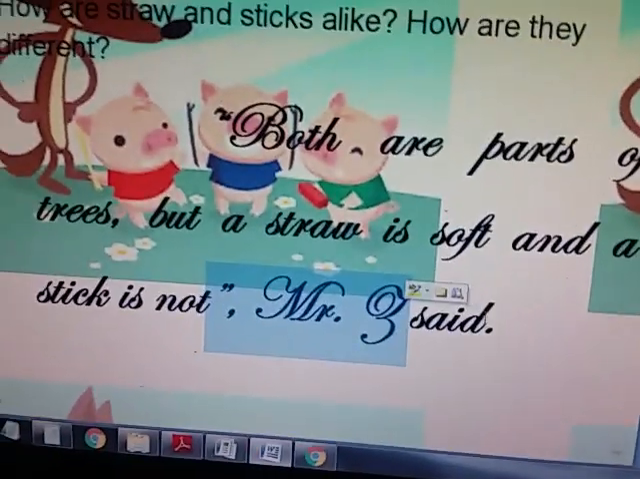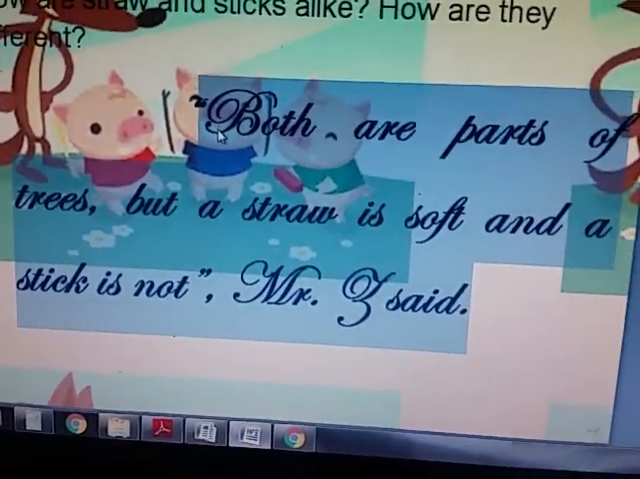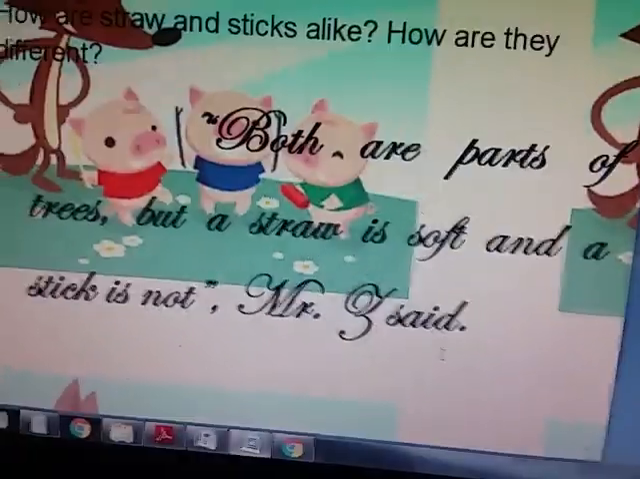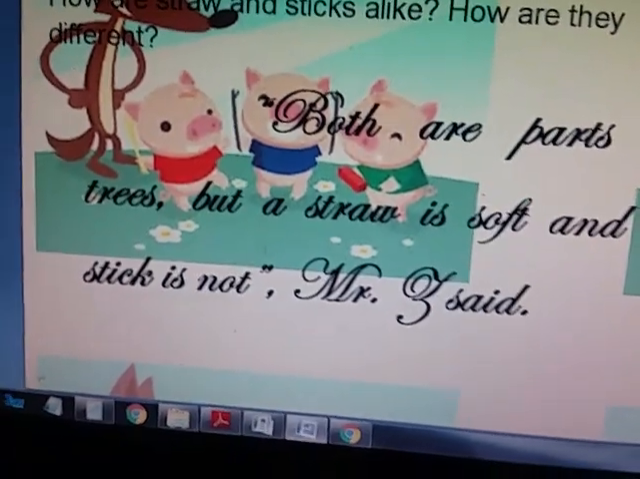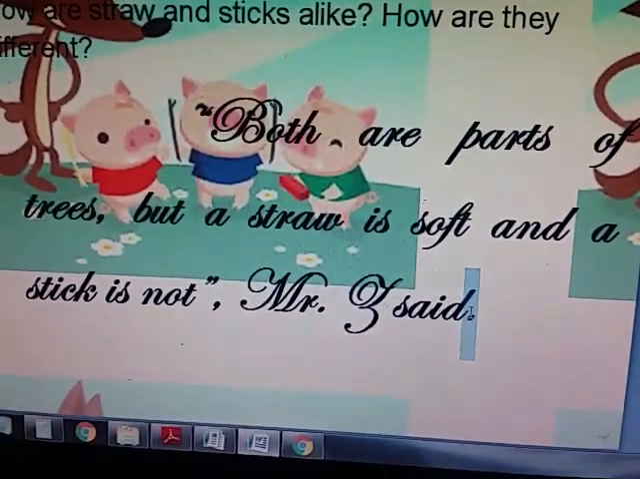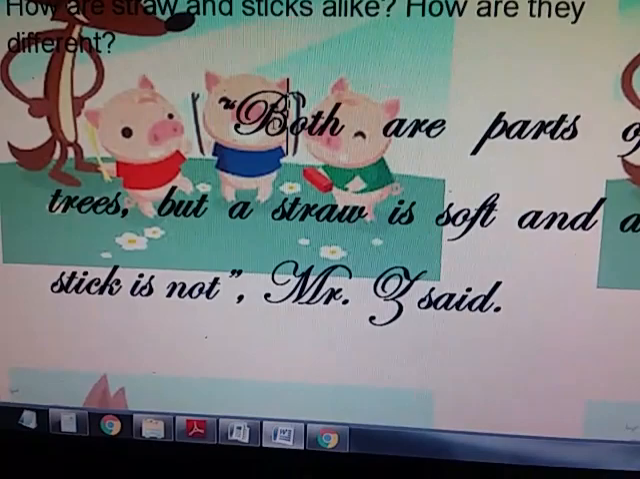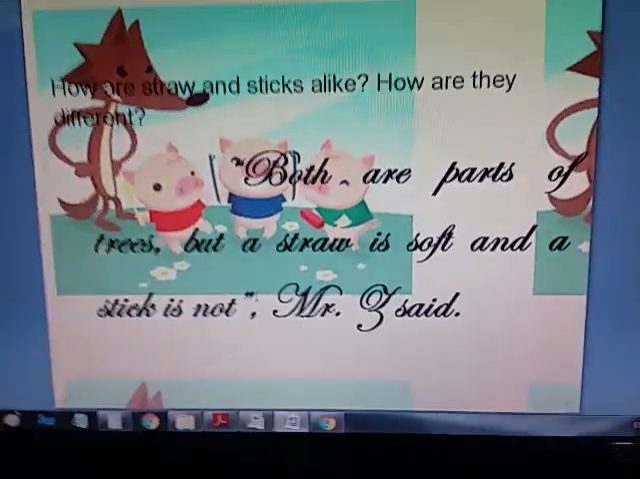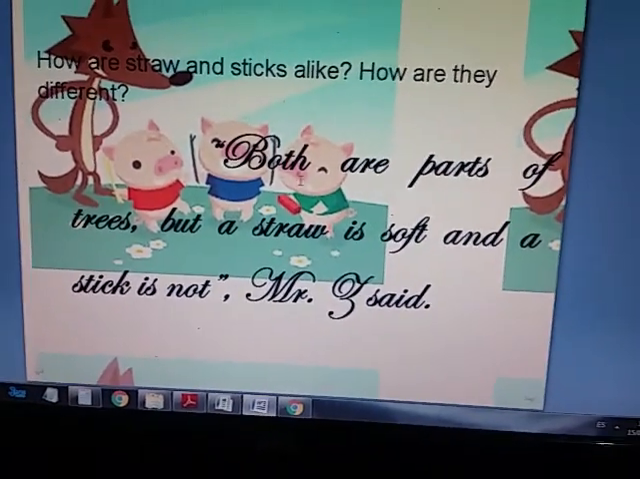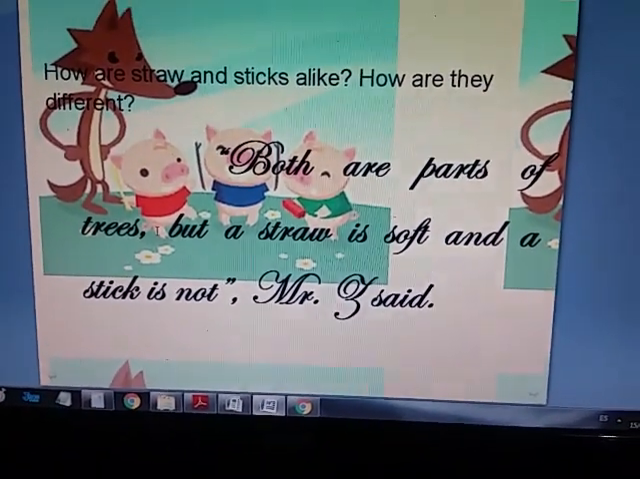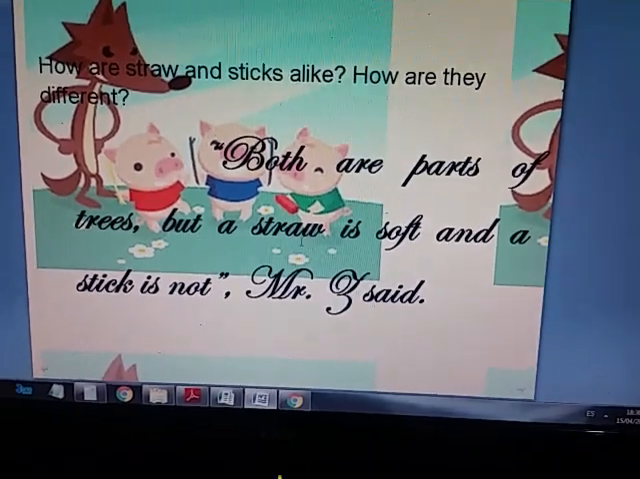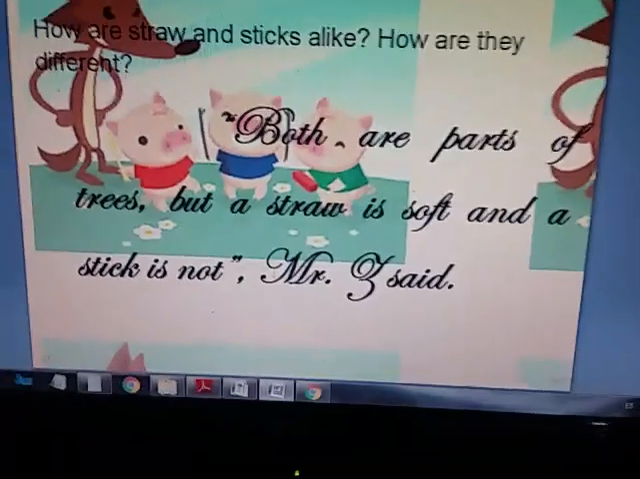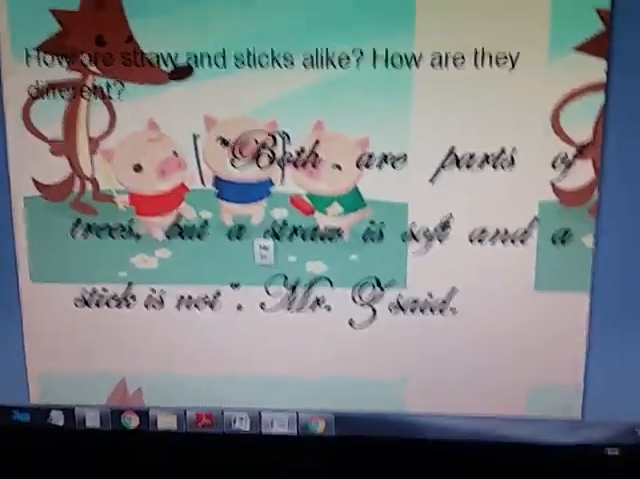Okay? We'll make sure we use cursive handwriting, not printing. Be real careful because I'll be checking all these answers to see if you were actually very careful. Don't forget periods at the end. Don't forget to capitalize the beginning of sentences and proper nouns. Alright, so that's my answer. I say that both are parts of trees, but a straw is soft and a stick is not. Actually, straws may not be from trees, but from plants.